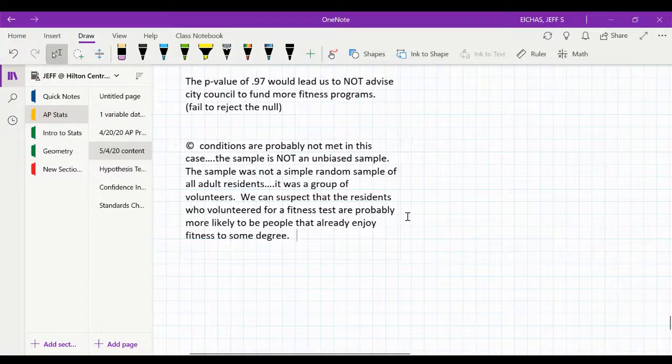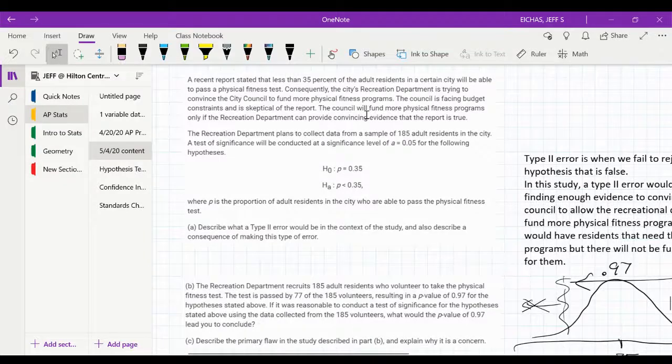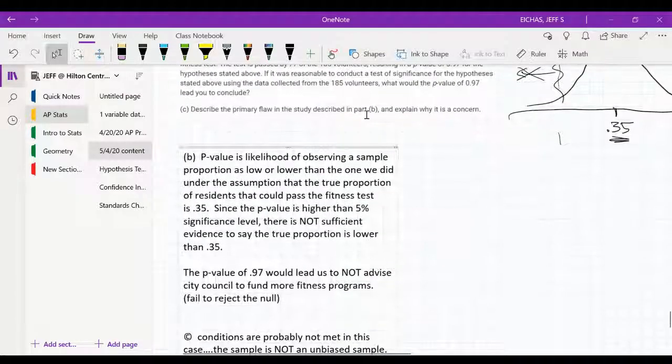Okay, there it is. That is combining the concepts of inferencing with the concepts of data collection and experimental design. So really good question. Hopefully this was helpful.